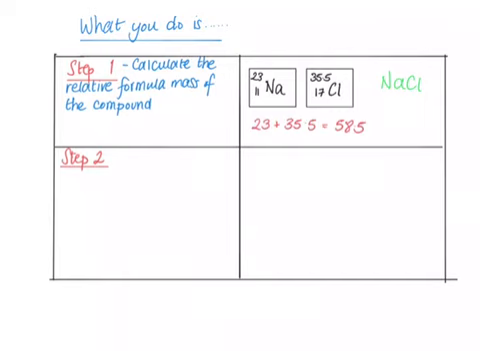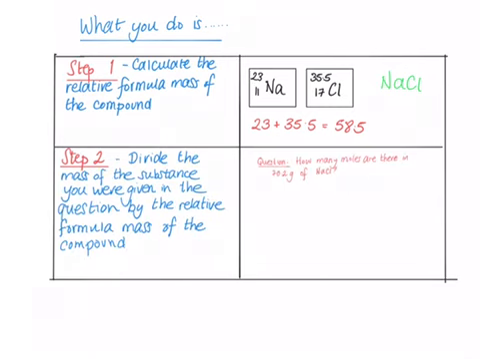So to work out the relative formula mass of sodium chloride, we have the relative atomic mass of sodium, which is 23, added to the relative atomic mass of chlorine, which is 35.5. Those two numbers, when added together, give us 58.5. So the relative formula mass of sodium chloride is 58.5.